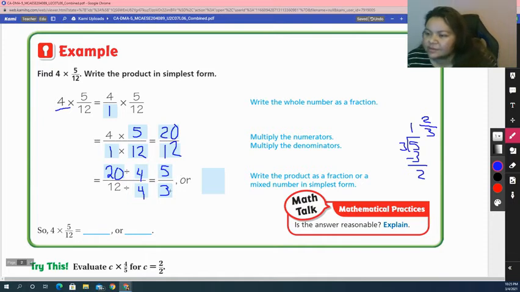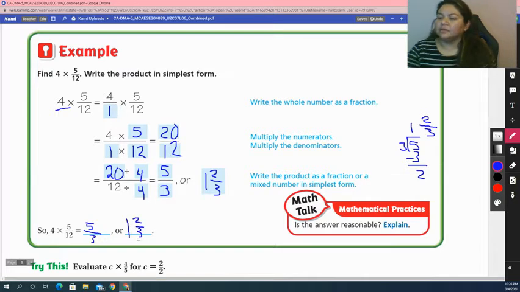Another way that you could look at it is you look at the denominator, and you say how many times does the denominator fit into the numerator? So 3 fits into 5 1 time. And then what do I have left? I will subtract the 3 from 5, and then I have 2 left over. So that means that it's 2/3. So as a mixed number, 5/3 is equal to 1 and 2/3. So 4 times 5/12 is equal to 5/3, or 1 2/3. And that is the final answer for this one.